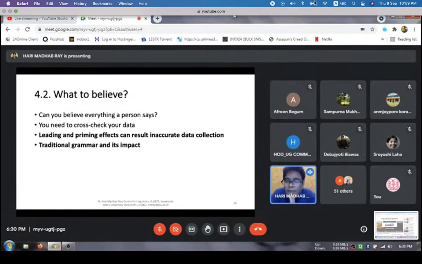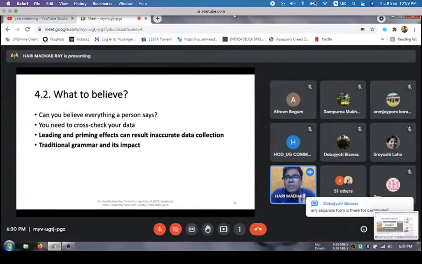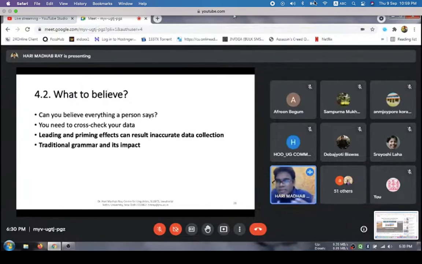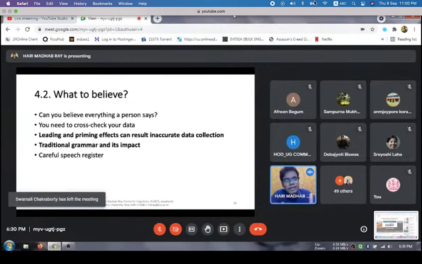So let's say in Bangla, if you talk about the plural marker: bachan, ek bachan, dwi bachan, and bahu bachan. In Bangla there is no dwi bachan, but Sanskrit has it, and traditional grammars will also write dwi bachan. But in Bangla there is none, so try to avoid that kind of traditional grammar and its impact. You have to be aware of this, and also of speech register differences. We have seen that. Careful speech register: someone speaking carefully, someone speaking not carefully, so you get different kinds of register. These are the things you need to keep in mind.